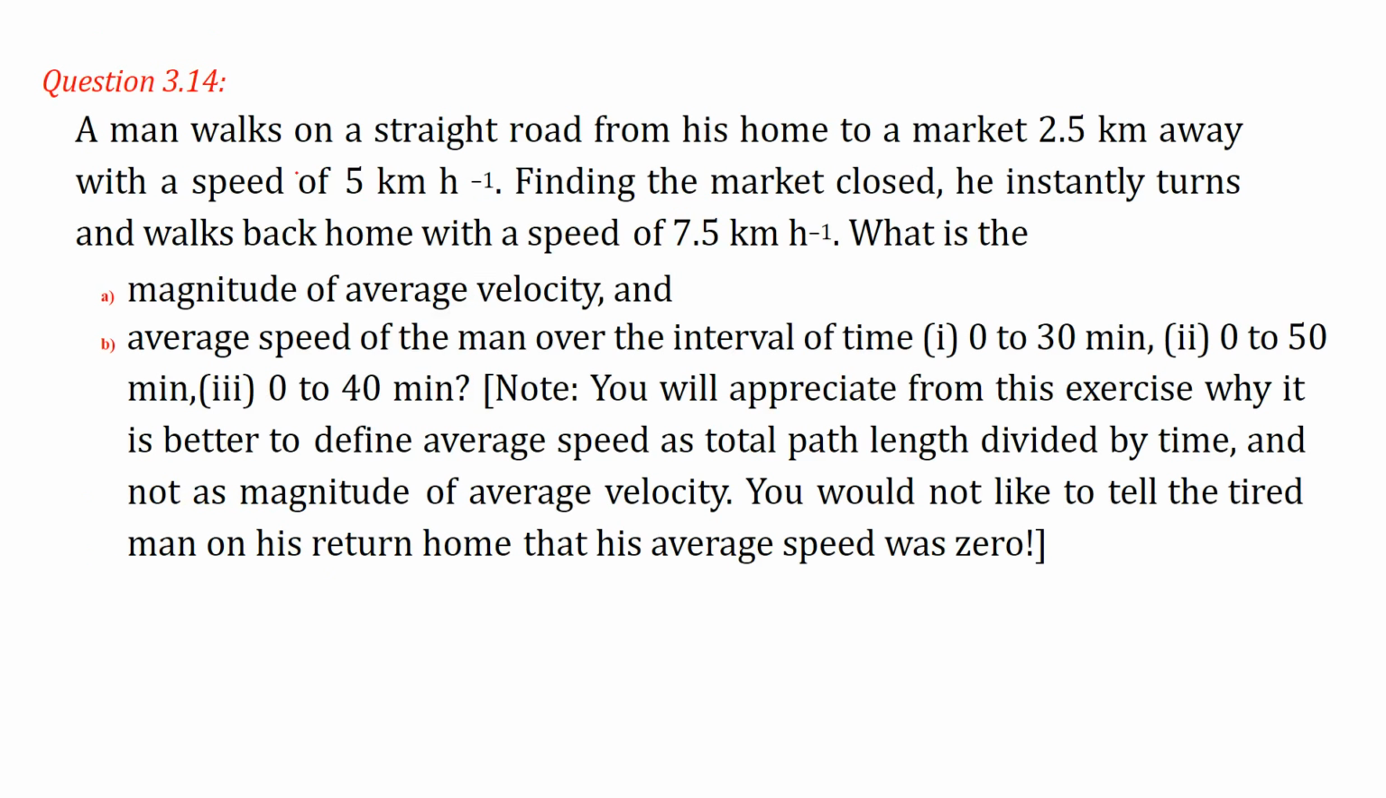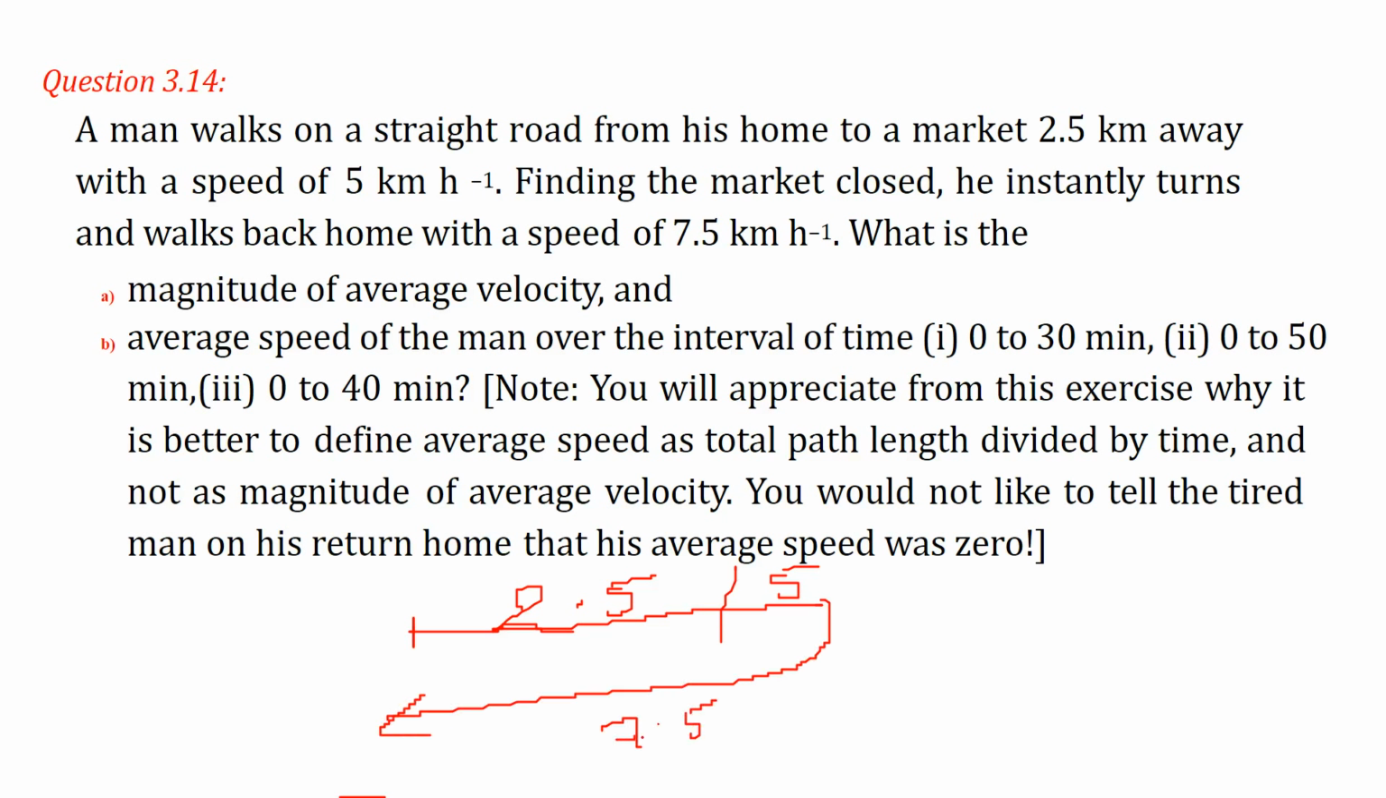Now the next question is, a man walks on a straight road from his home to market 2.5 km away with a speed of 5 km an hour. So here he goes up to 2.5 km and the speed is 5. Finding the market closed, he instantly, without waiting, returns back home. Now the speed has changed to 7.5. The distance remains the same, 2.5. Again 2.5 is the distance, speed is 7.5.